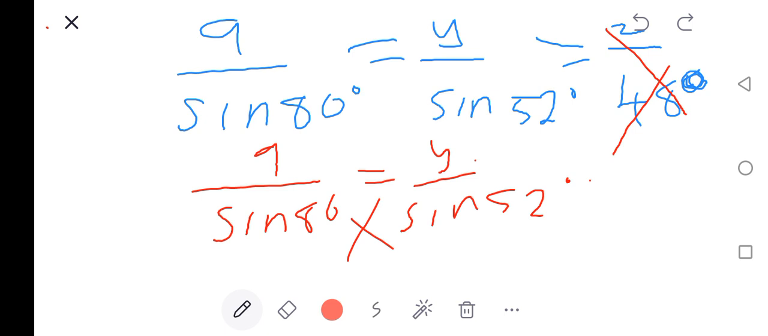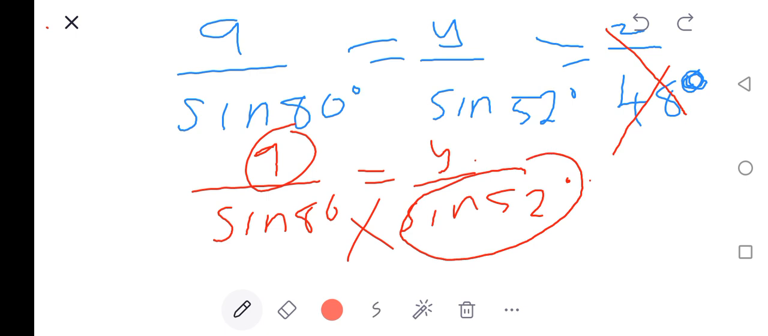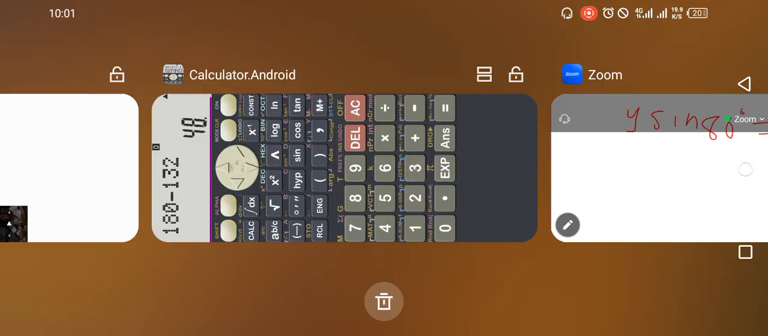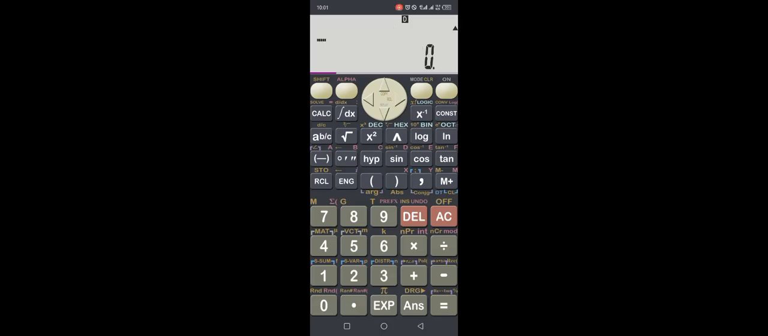So let's cross multiply. 9 times sine 52. What are you getting? And y times sine 80. So we are getting y sine 80 degrees equals. So let us multiply 9 times sine 52. You should get 7.092.